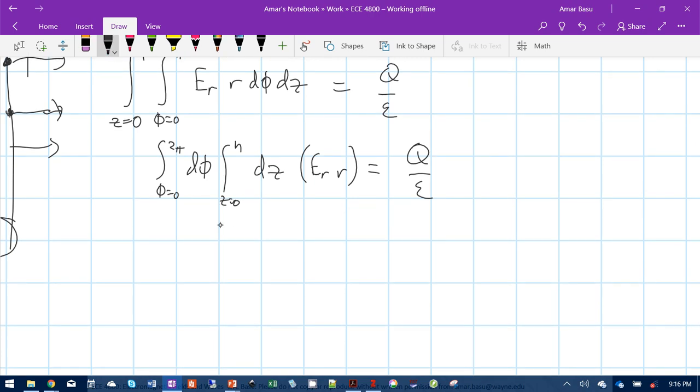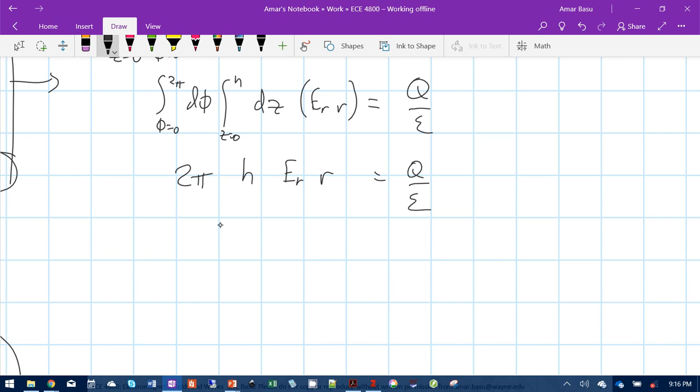All right, this becomes 2 pi times H times Er times R is equal to Q over epsilon. And therefore, your electric field, Er, is equal to Q over 2 pi epsilon H times R.